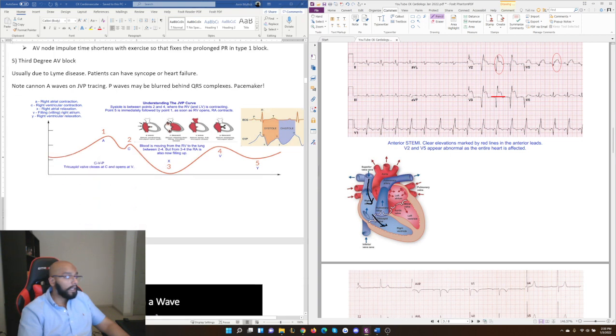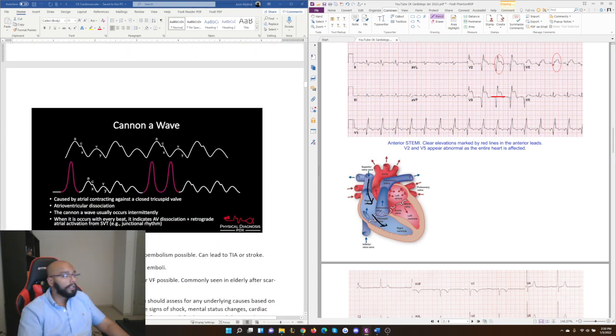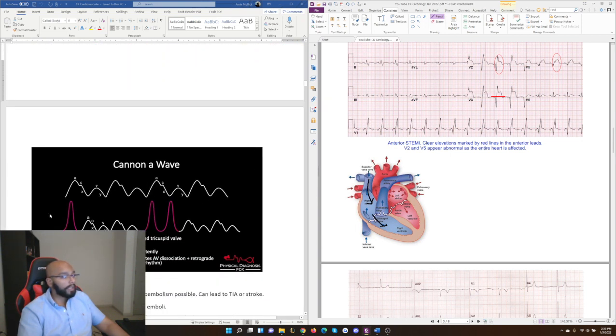Now, these cannon A waves that we just talked about for your third degree block, this is what it looks like. So you can get a JVP tracing that looks like this. Okay, you can get cannon A waves. So A waves that are just really big. Nothing else occurs. It's just a big A wave. You don't even get the whole thing because the A wave is so big, the rest of it got altered. All right. So in between normal JVP tracings, you're going to have cannon A waves.